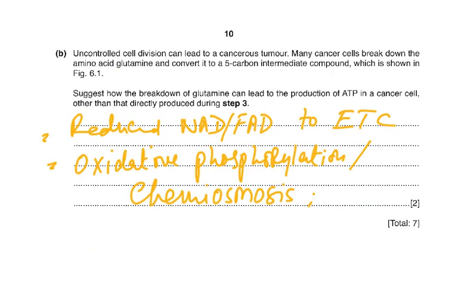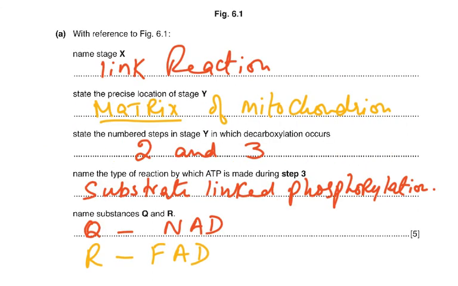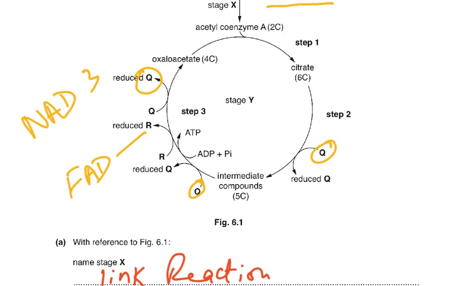The last part is uncontrolled cell division can lead to cancerous tumor. Many cancer cells break down the amino acid glutamine and convert it to a 5-carbon intermediate compound, which is shown in figure 6.1. Suggest how the breakdown of glutamine can lead to the production of ATP in a cancer cell rather than directly produced during step 3. Now, reduced NAD or FAD will go to the ETC where oxidative phosphorylation or chemiosmosis will take place. So glutamine, 5-carbon intermediate, which is shown in figure 6.1. So this was what you had to see.